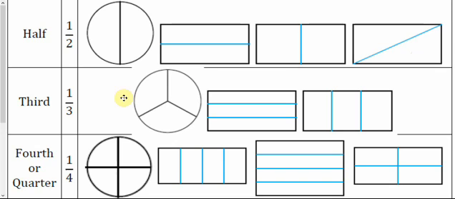What about third? This is a circle and this is a rectangle. I can divide it like that, like our flag. Okay, or like that.